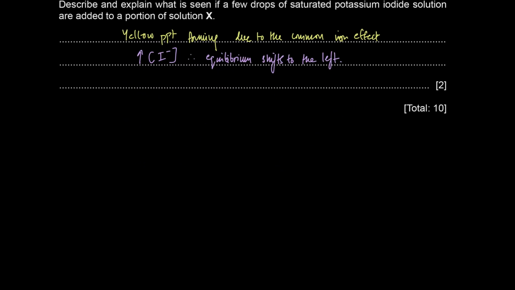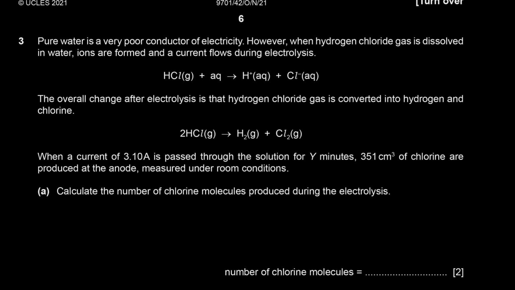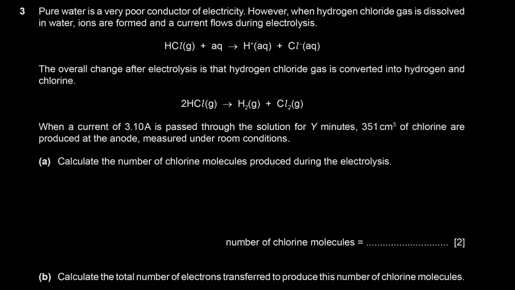All right, the next question that we have here is question number 3. Pure water is a very poor conductor of electricity. However, when hydrogen chloride gas is dissolved in water, ions are formed and a current flows during electrolysis. So because you have ions present, it's an aqueous solution that becomes a good conductor of electricity. The overall change after electrolysis is that hydrogen chloride gas is converted into hydrogen and chlorine. So there's electrolysis of HCl.